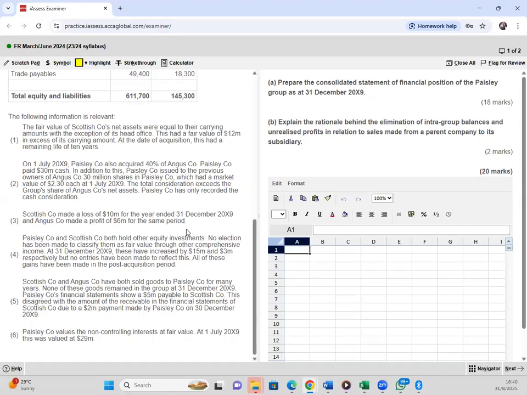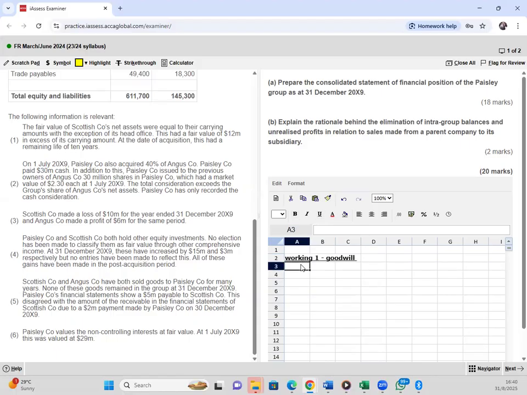Okay, so the first calculation that we can do here, working number one. Maybe let me just start with workings. Working one, for the consolidated statement of financial position, we always start with goodwill. So goodwill, or it could be a purchase bargain.